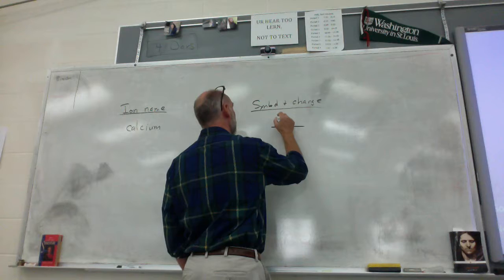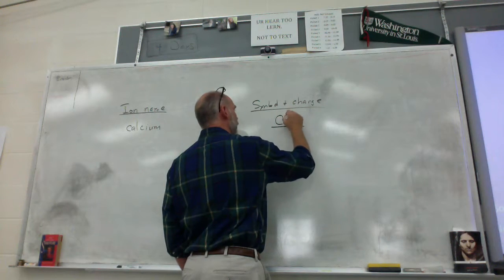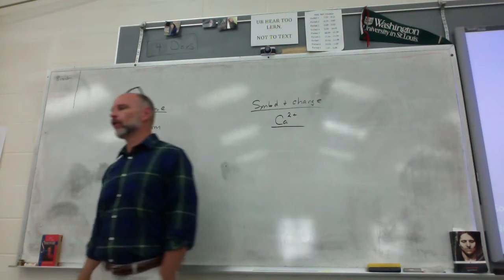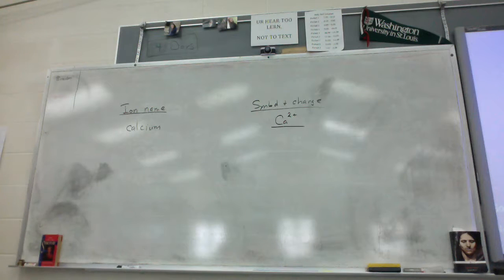So, pardon me? Ca with a 2 plus. Now, why is it a 2 plus charge? Because it's in group 2A. This is that whole thing that we did with the ions, okay? That's what, with the representative elements.